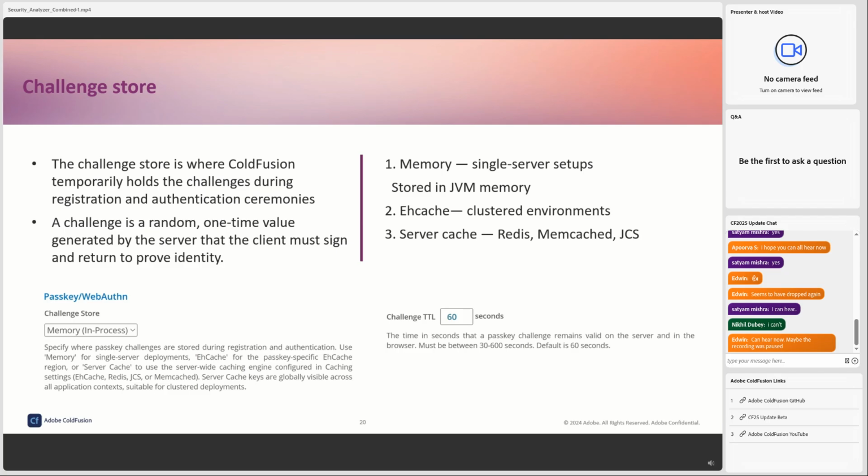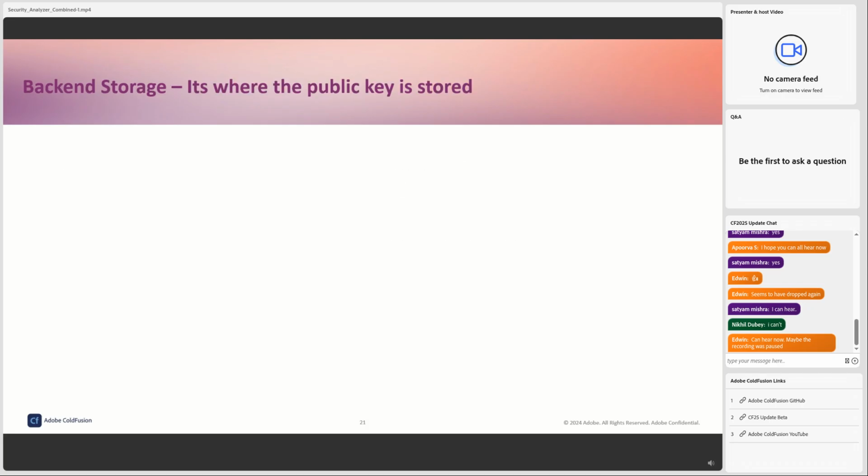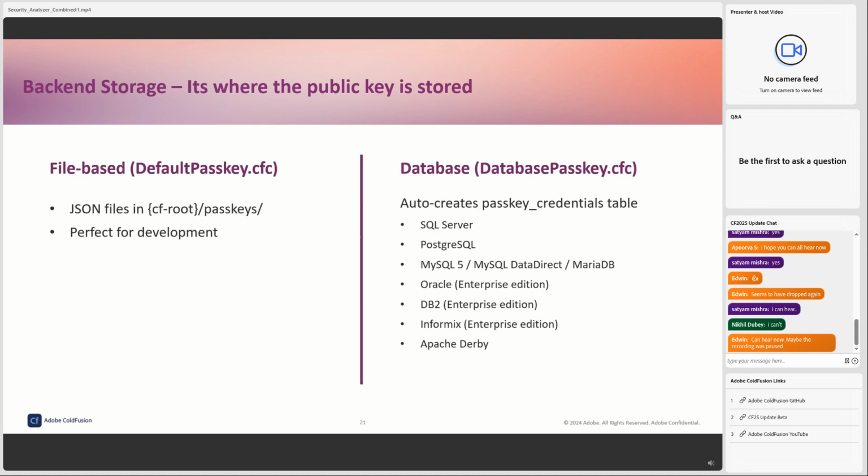So now that we saw what challenge store is and how to set that, now let's talk about where the passkey credentials are stored. So ColdFusion Update ships two backends. So first is file-based, that is default passkey.cfc, using which the credentials are stored in a JSON file within CF root passkeys folder. It's perfect for development and testing. And this is the default one that is selected.